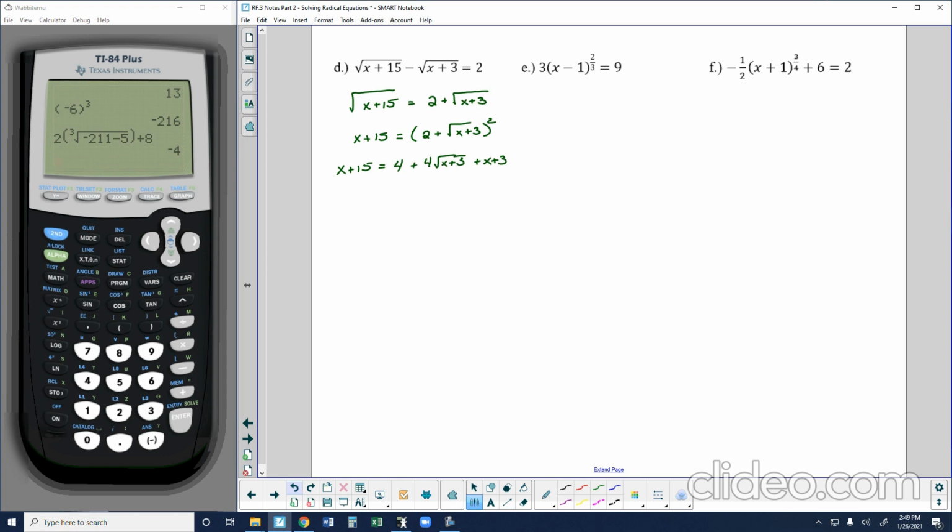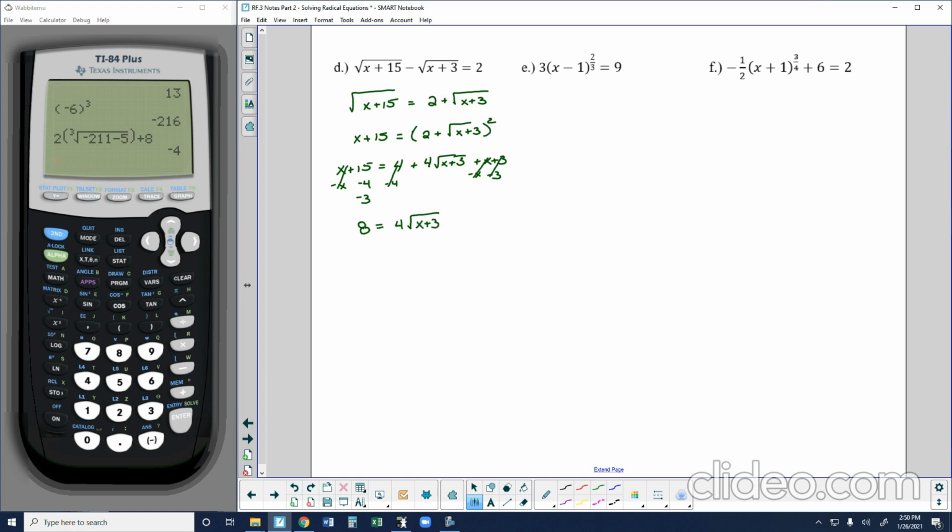Now I can combine some terms here, move some terms around. So I'm actually going to write out this step. I'm going to subtract x from both sides, I'm going to subtract negative 4 from both sides, and I'm going to subtract 3 from both sides. The reason that I'm doing this is I want to get this root by itself. So I get a lot of things that cancel out to give me 0. And I end up with 8 equals 4 root x plus 3.